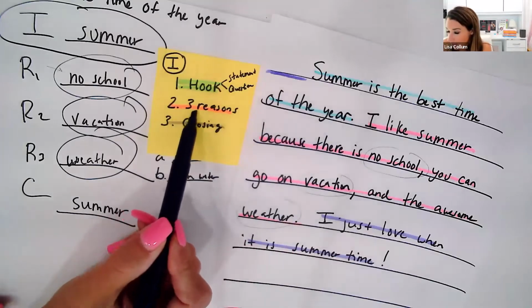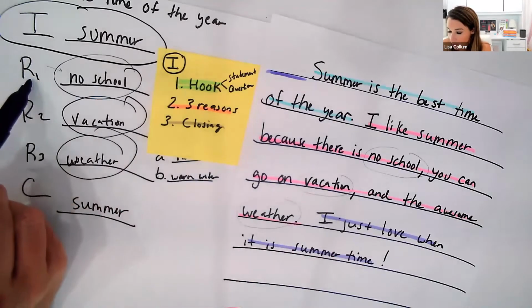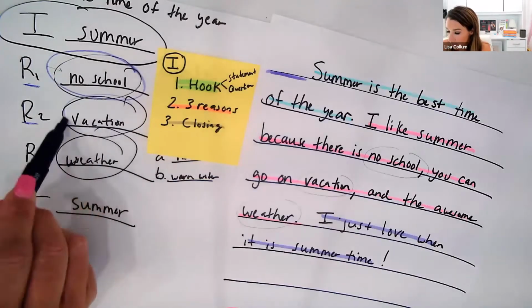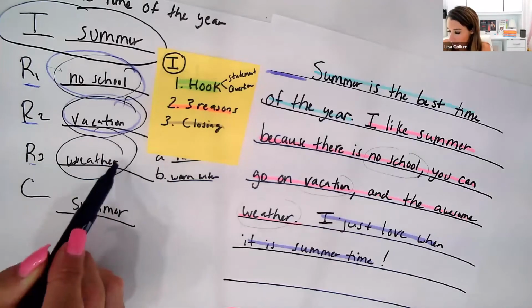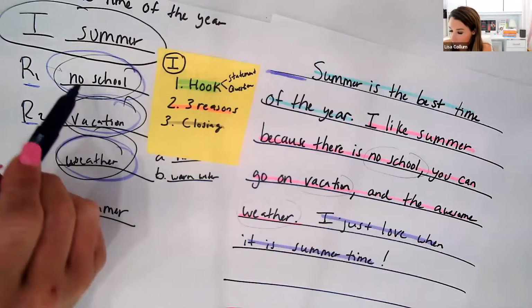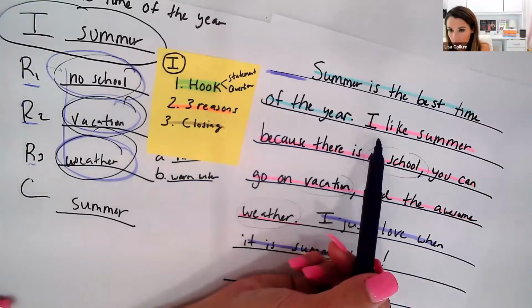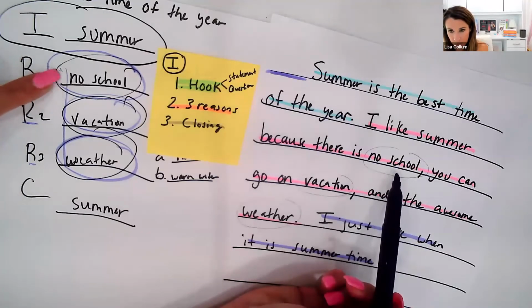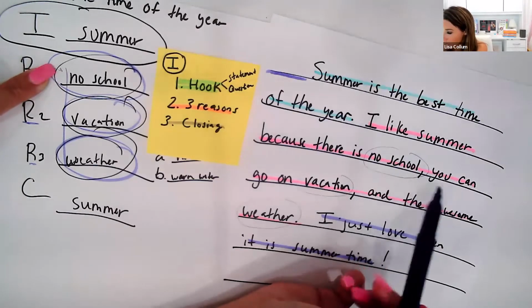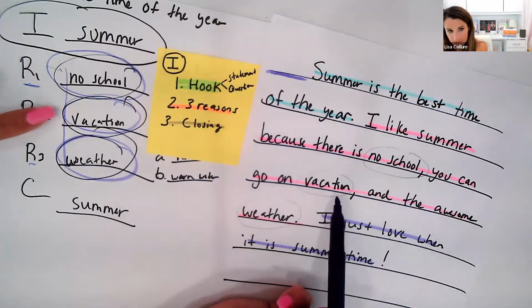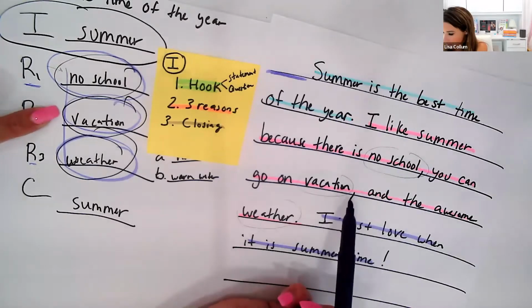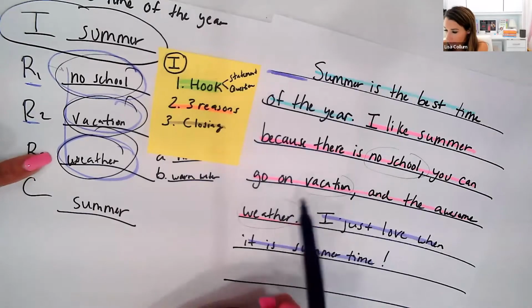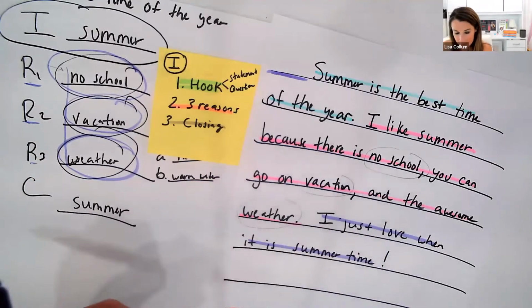Then I have to state my 3 reasons. If you look over here, reason 1, that's R1, is no school. Reason 2 is vacation. Reason 3 is weather. So I have to put all those in a sentence. So I said, I like summer because there is no school. That's right here in R1, comma. You can go on vacation. That's R2, comma. And the awesome weather. That's R3. So I put my 3 reasons in a sentence. I highlighted it in pink.